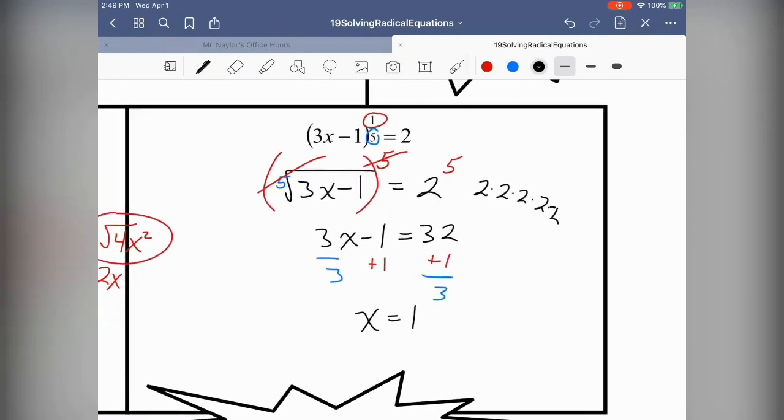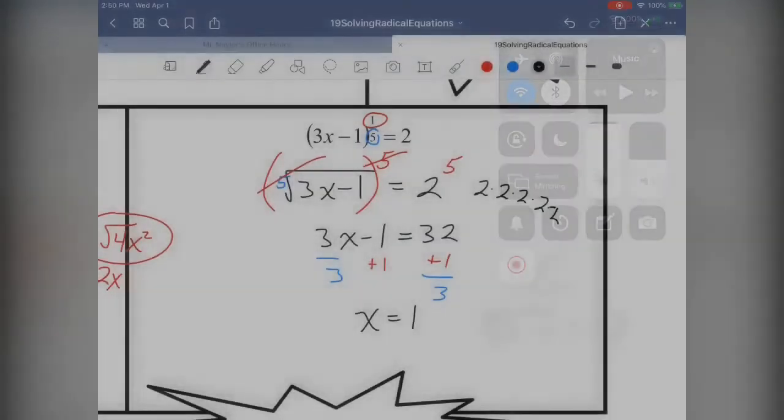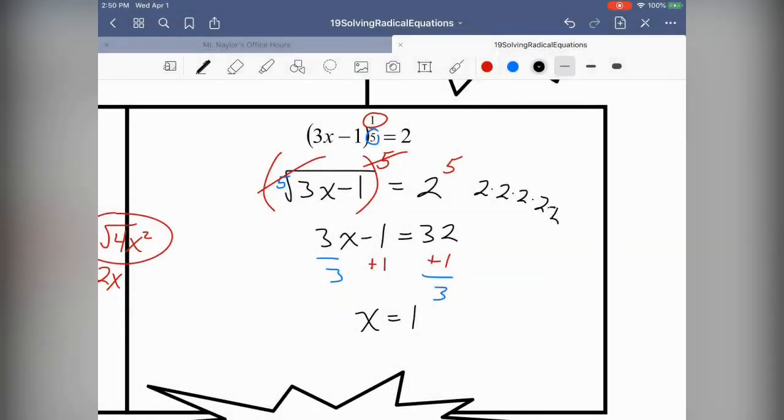Now, you really should check your answer, but if you take the number 1 and you plug it back into the problem, you'll find out that it does work because 3 times 1 is 3, and all right, so the answer is not 1, is it? The answer is 33 divided by 3, which is 11.